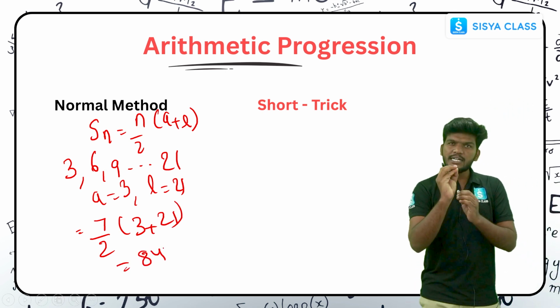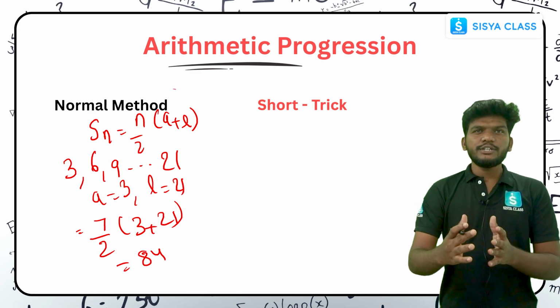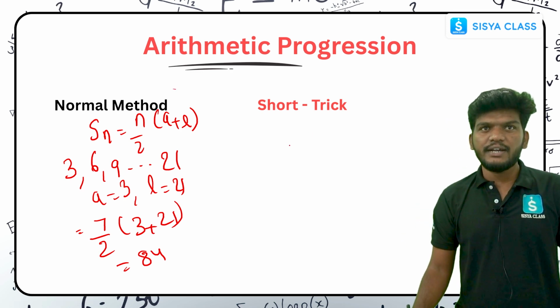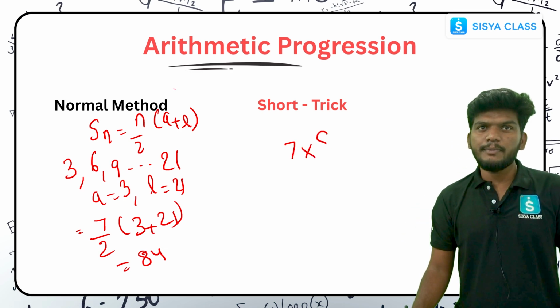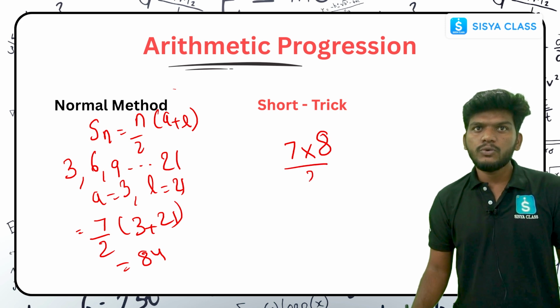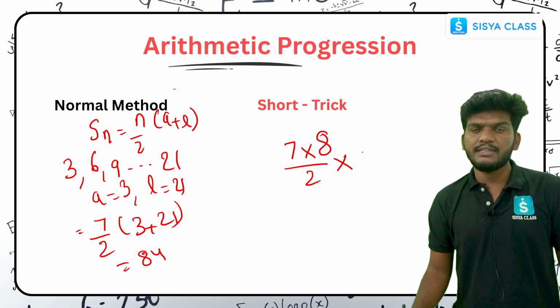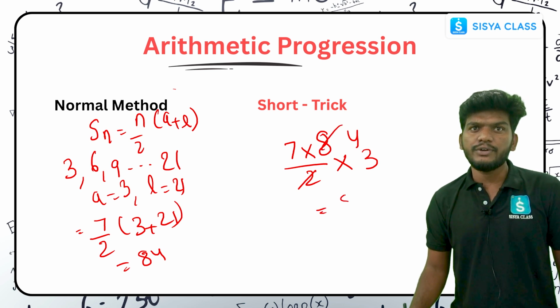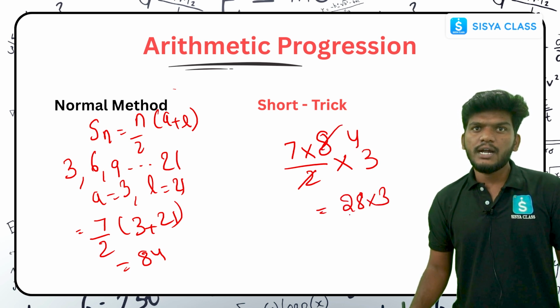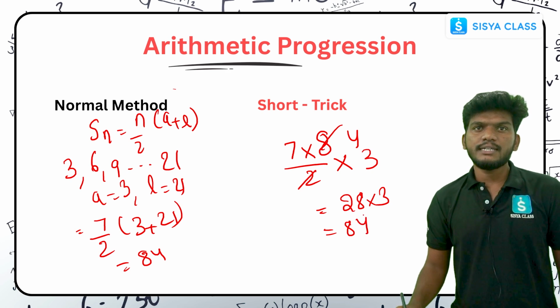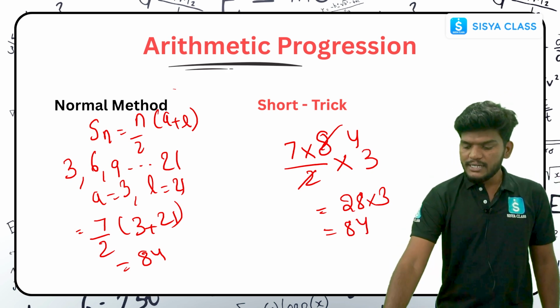Now we'll follow the short trick method. By using the short trick method, the number of terms is 7, right? So what is the digit after 7? It is 8, so 8 by 2 into the digit we are multiplying with, 3, right? So basically 2 ones are 2, 2 fours are 8. It will give you 28 into 3. So the answer is 84. That is the short trick. Okay. Now let's go to the next one.